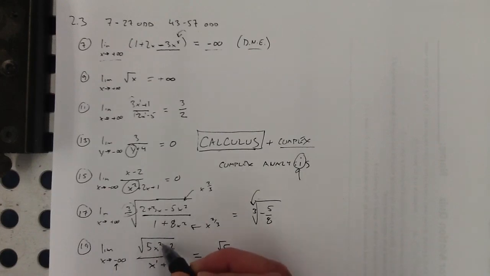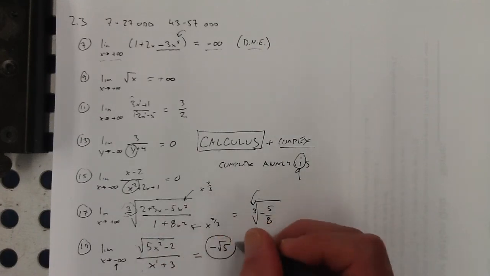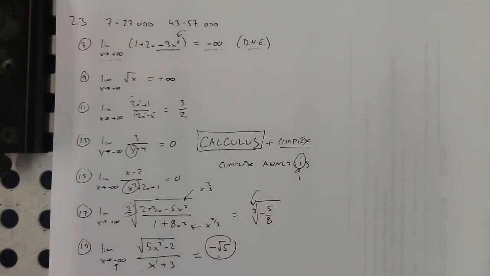We have to be careful. That negative infinity is getting squared here, so it's going to be positive, landing under that square root sign. And then on the bottom, as I go to negative infinity, it's going to remain negative. So that positive on the top, negative on the bottom is going to get me negative square root of 5. It's going to be my ratio of coefficients. So that's a little tricky there.